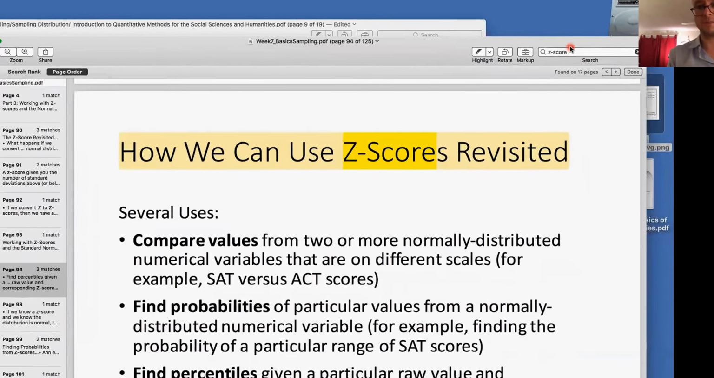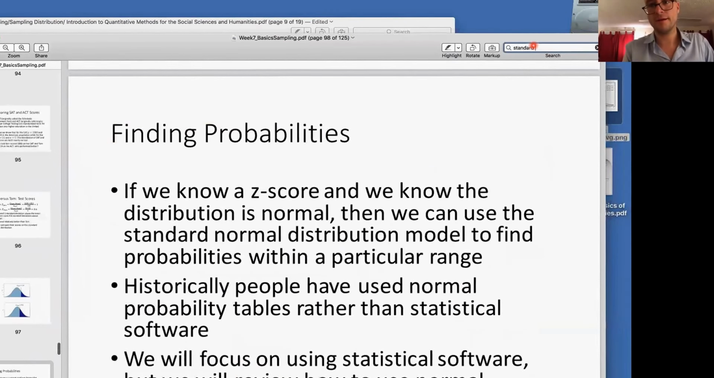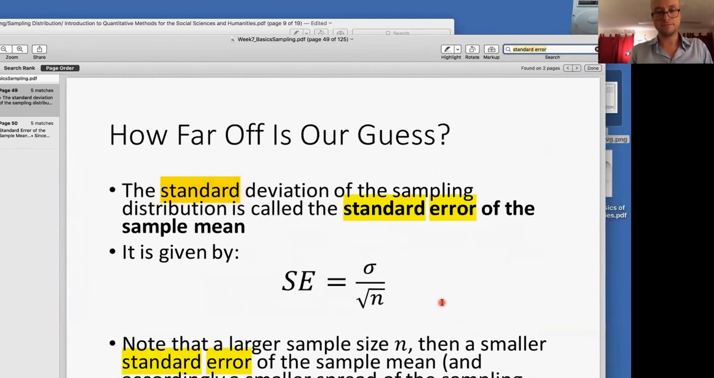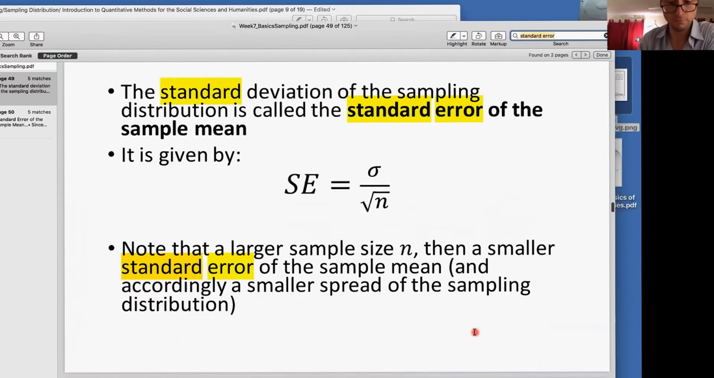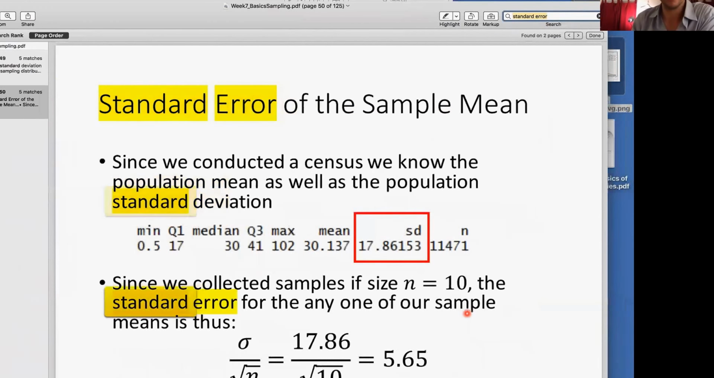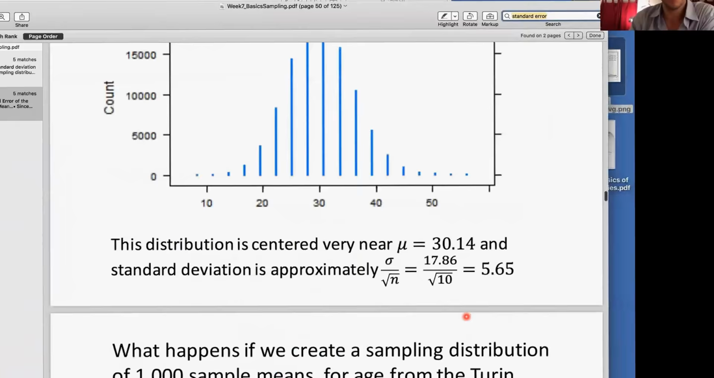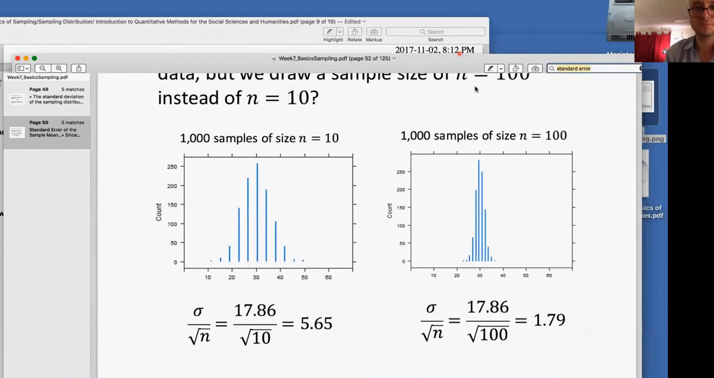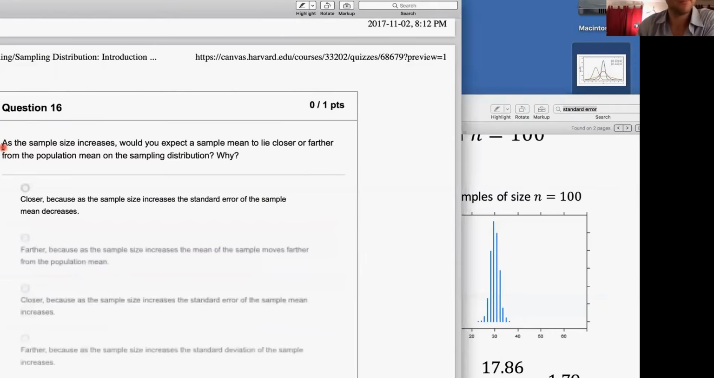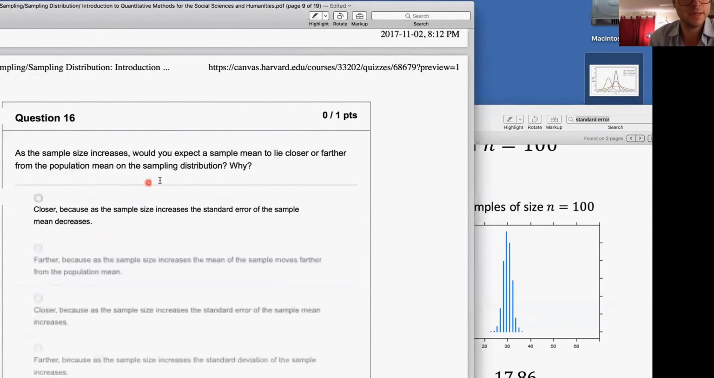And I'm going to actually use the slide so we can have a common reference. Standard error. So this is the standard error of the sample mean. This is just, on average, how far off is our guess, is the best way to put it. And for question 16, we ask, as the sample size increases, would you expect the sample mean to lie closer or farther from the population mean?